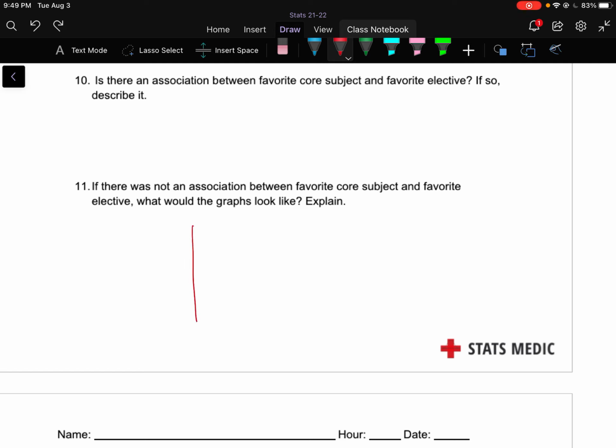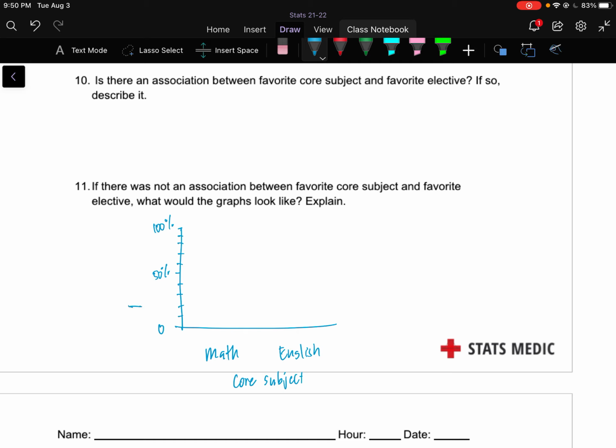So let's sketch a picture of what that might look like. Math, English, and then I want to include the name of the variable, which is core subject. And then over here we're going to have our percentages from 0 to 100%. Put 50% in the middle. Let's do 10, 20, 30, 40, 60, 70, 80, 90, and 100. And then we can label this percentage.